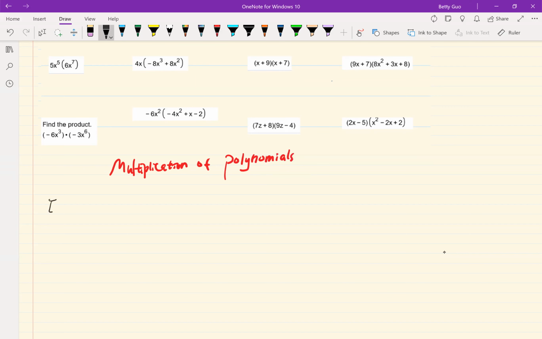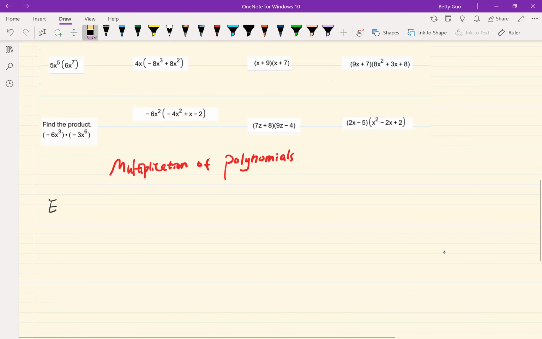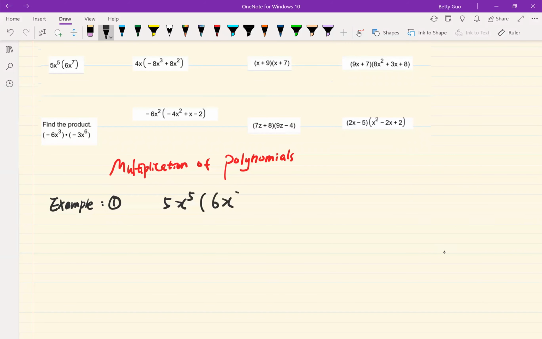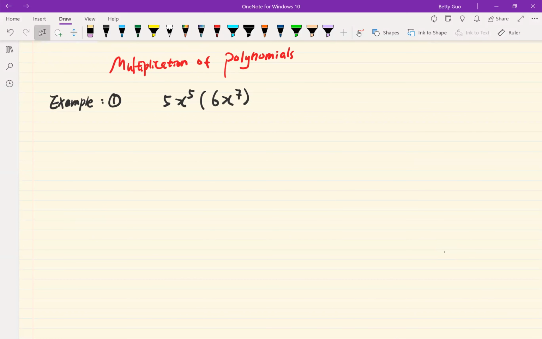Let's look at the example. Number 1, 5x to the power of 5 multiplied by 6x to the power of 7. We talk about multiplying polynomials today. Look at number 1. Look at the expression: 5x to the power of 5.